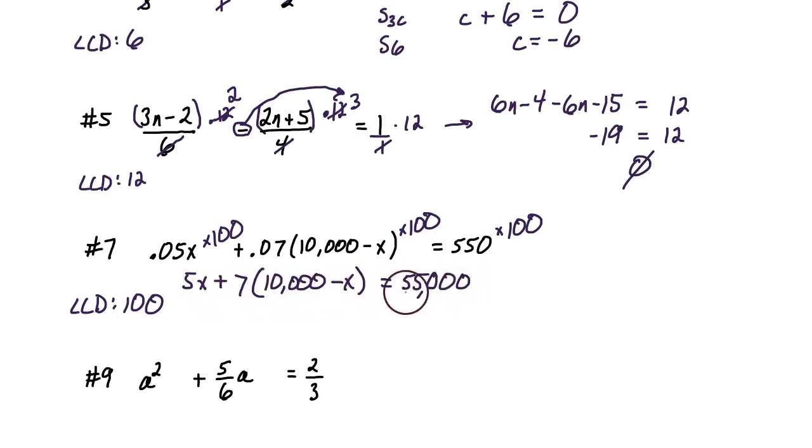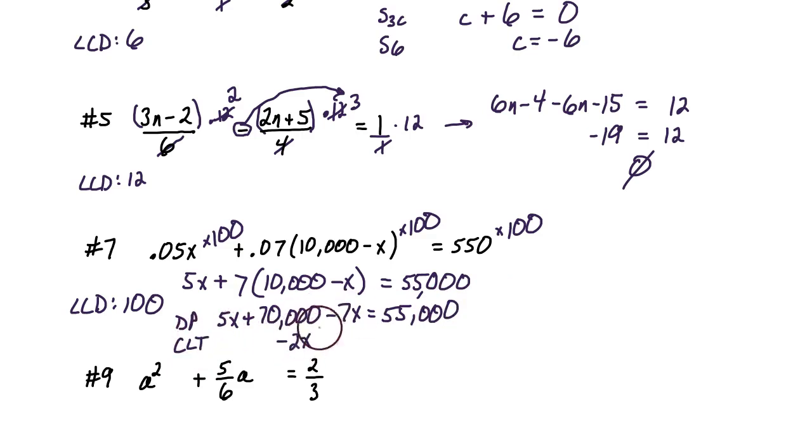Now let's solve this equation like we would back in chapter 1. First, the distributive property. We have the 5x at the beginning and then we're going to distribute the 7. 7 times 10,000 is 70,000. 7 times negative x is negative 7x. And that's equal to the 55,000. Now combine like terms. 5x minus 7x is negative 2x. Plus the 70,000 is equal to the 55,000.